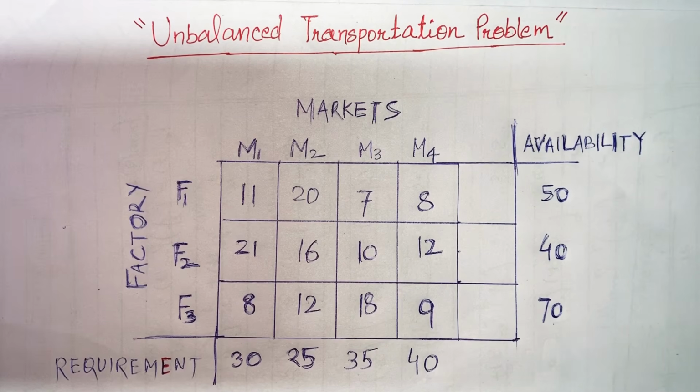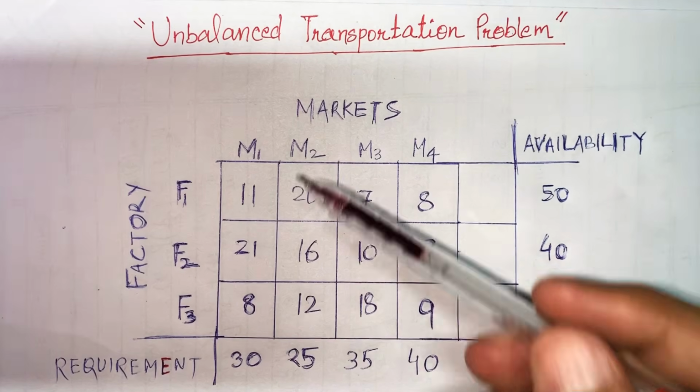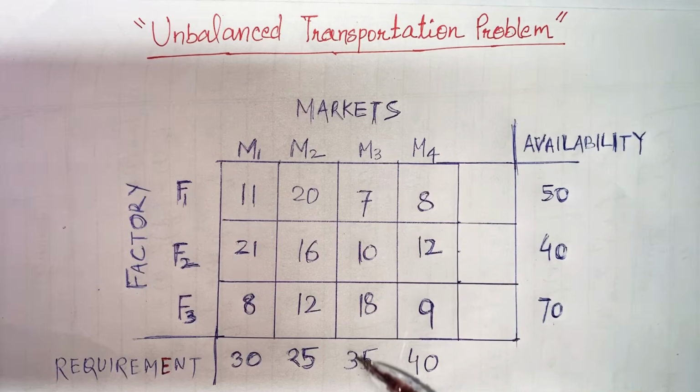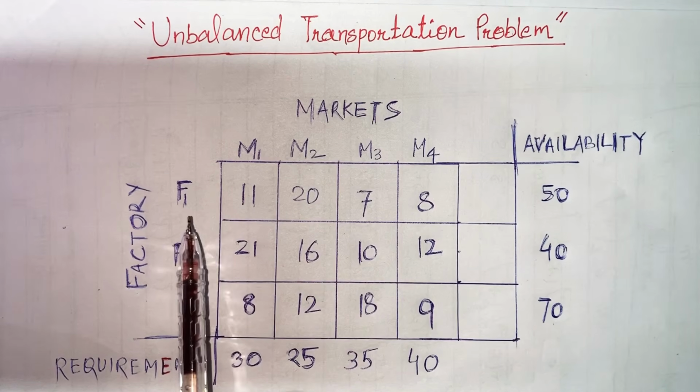Probably in a particular production run, you can think about this transportation plan for a month, for a week, for a year, or something like that. Let's talk about a month. Then in a month, market M1 requires 30 units, M2 requires 25 units, M3 requires 35 units, and M4 requires 40 units. So these are the requirements for the particular month, and these are the costs of shipping one unit from factory to market.